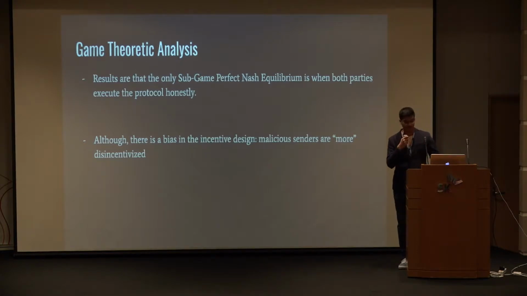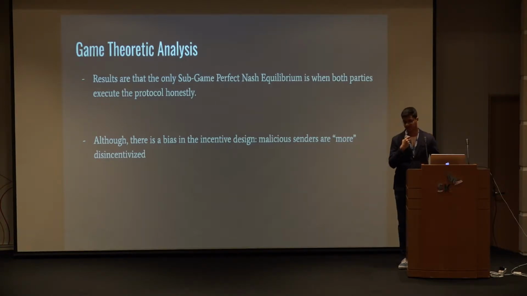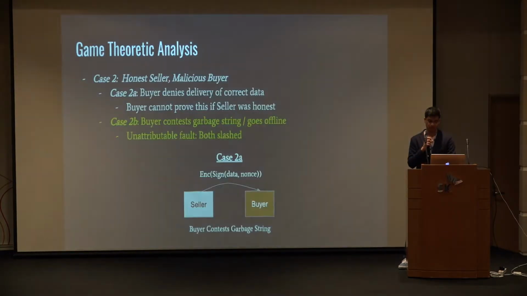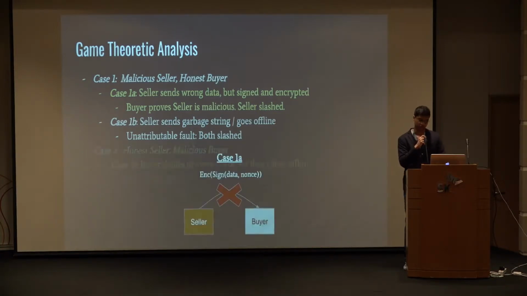This being said, there is a bias in this incentive design where malicious sellers are more disincentivized. What I mean is, in these four cases, the only case where faults are unattributable is when the seller is malicious and the buyer is honest. But this is good enough for the Nash equilibrium to exist when both of them play honest.